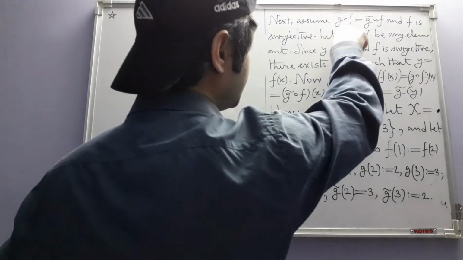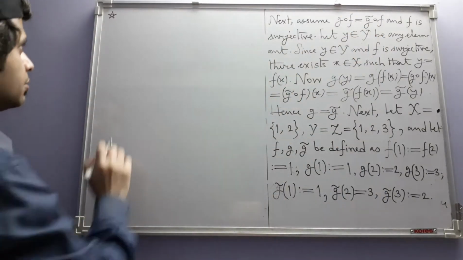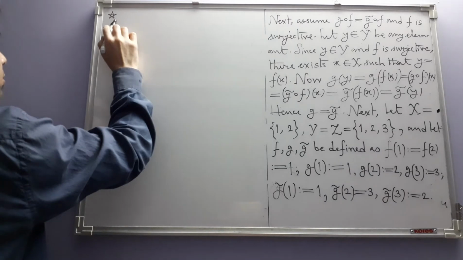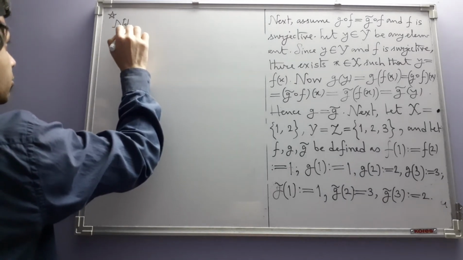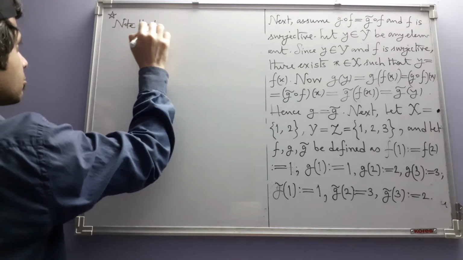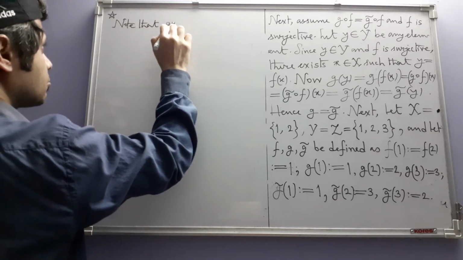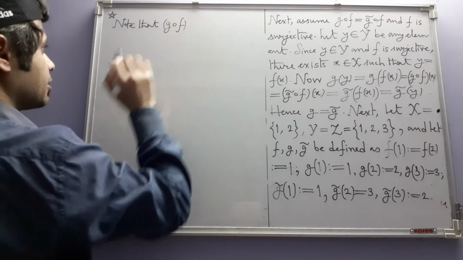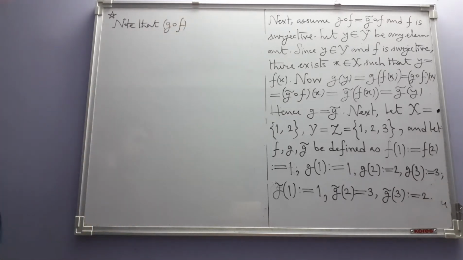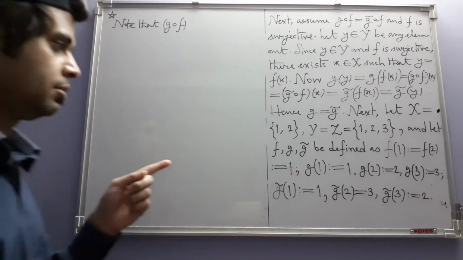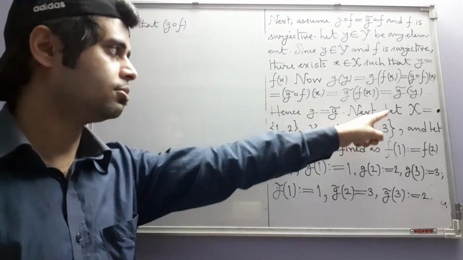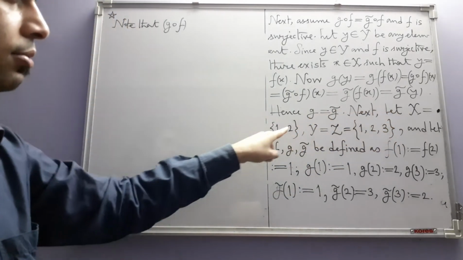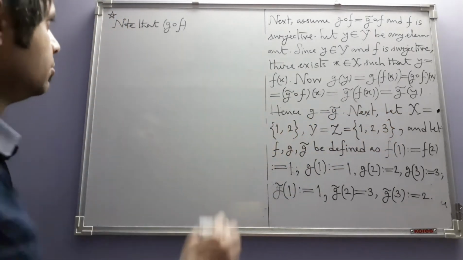Calculate, and we now see whether these two are equal. Note that. So we start calculating this function. G composition f is a function from x into z. So we need to calculate its values at these 2 points, 1 and 2.